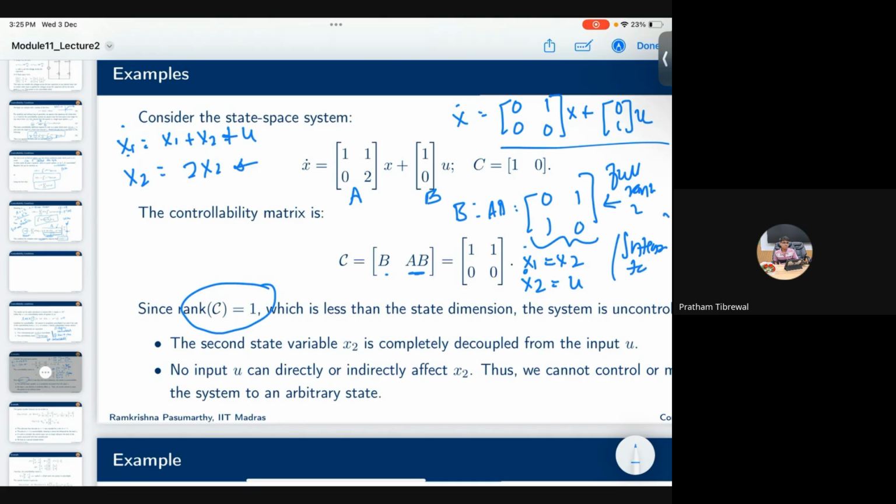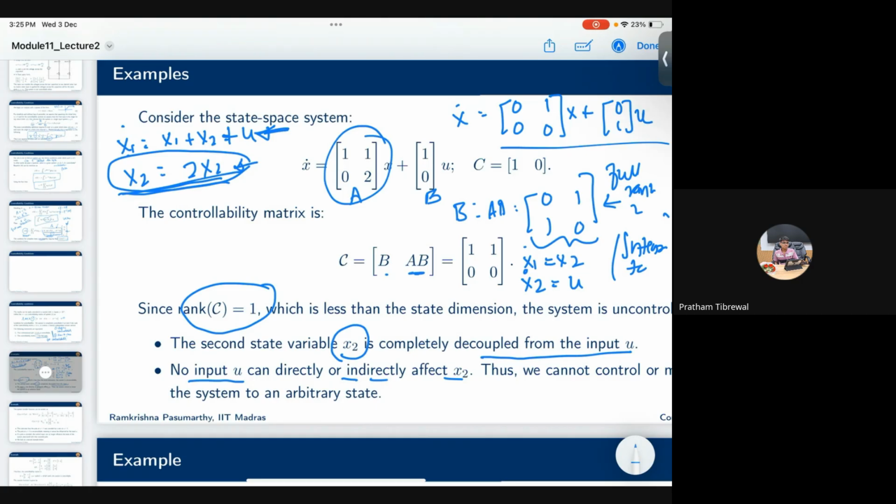In the first case, what I see is that the second state variable x2 is completely decoupled from the input. So whatever input I choose here, however large it is, it doesn't do anything to x2. And therefore no input u can directly affect x2 or even indirectly. Thus, we cannot control the system to any arbitrary state.